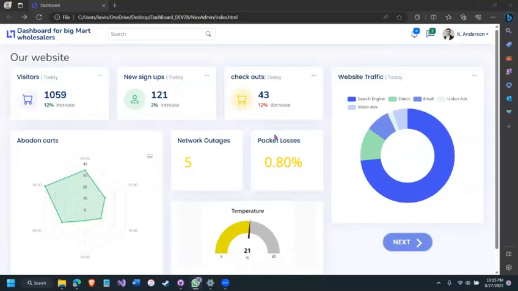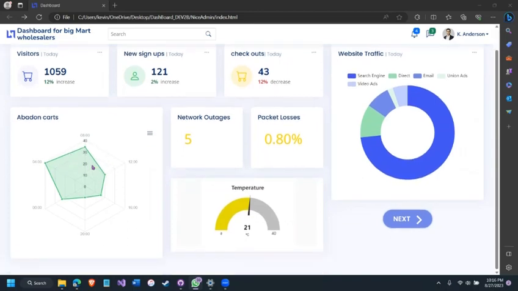Hello, today I'm going to be explaining our dashboard. So, as you can see over here, we can see our visitors and the percentage increase over time, our new signups, our checkouts, all the people that have abandoned their carts, how many people have abandoned their carts.